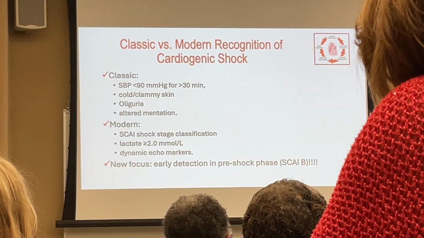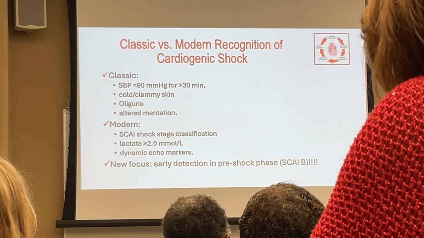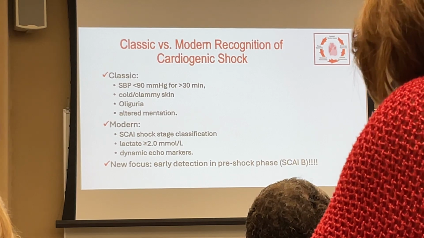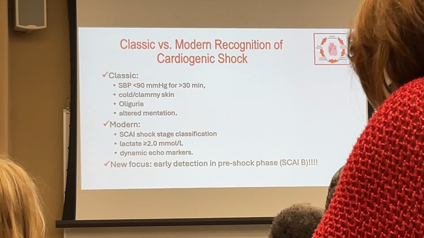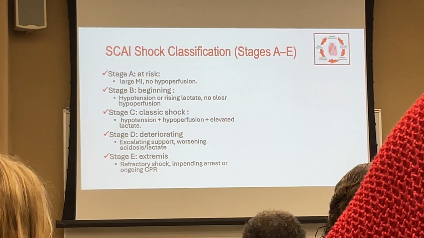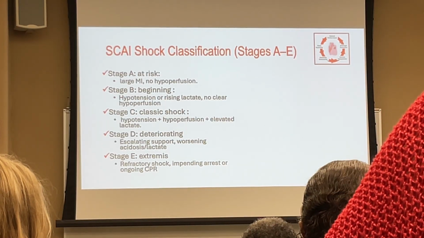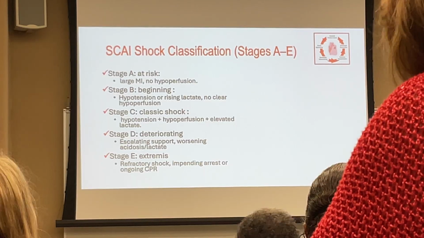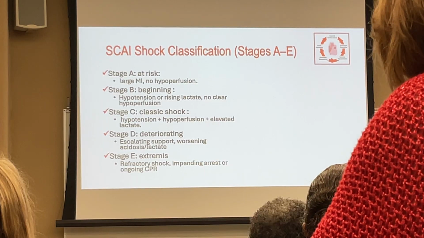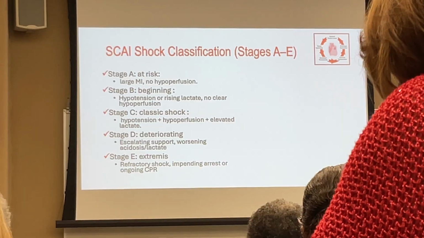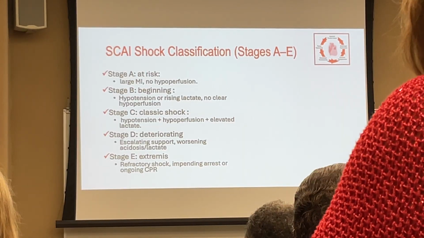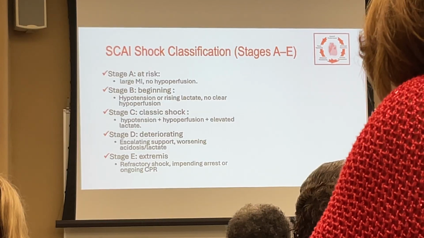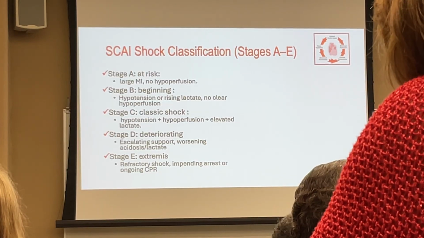And what we want to be able to do is diagnose patients early, while they are still compensated, before they decompensate and are hypotensive. Because once they decompensate, it's much harder to pull those patients back. So the SCAI shock classification, stages A through E, okay? Large MI, no hypoperfusion, so your lactate might be mildly elevated, it might be 1.9, could be 2.1, but it's not significant. But on your presentation, we know that you're at risk for cardiogenic shock.